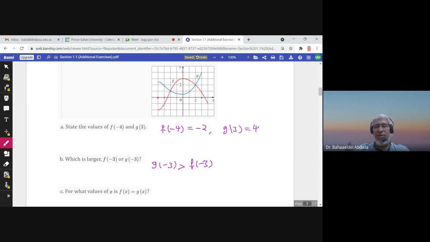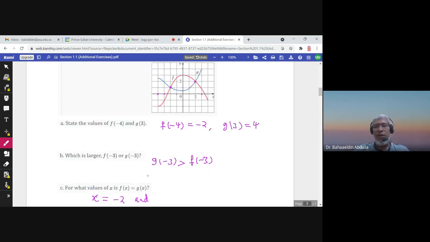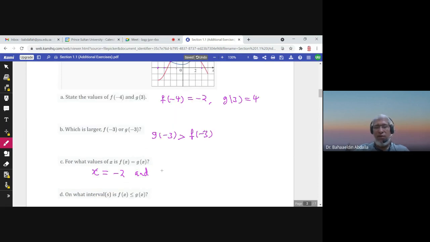For what values of x is f of x equals g of x? F of x is the red one. G of x is the blue one. They are equal here at this point and at this point. So for what values of x? Here x is negative 2. So at x equals negative 2. Also here they are equal. And here x is 2. So f of x is equal to g of x at x equals -2 and x equals 2.